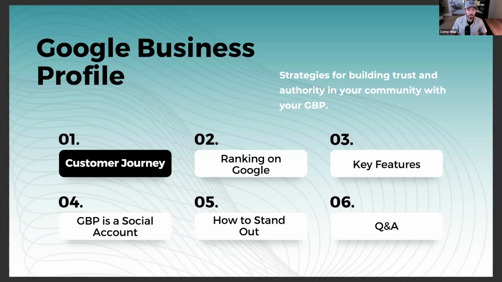Just quickly going through, we're going to cover the customer journey again. We're going to talk about ranking on Google and how that works, some of the key features of Google Business Profile. We'll talk about how Google Business Profile really is a social account and we should be treating it that way. And then we cover some things that we can be doing to stand out and answer any questions that you guys have. As you're going along, this is absolutely interactive, so if you have questions, please reach out.